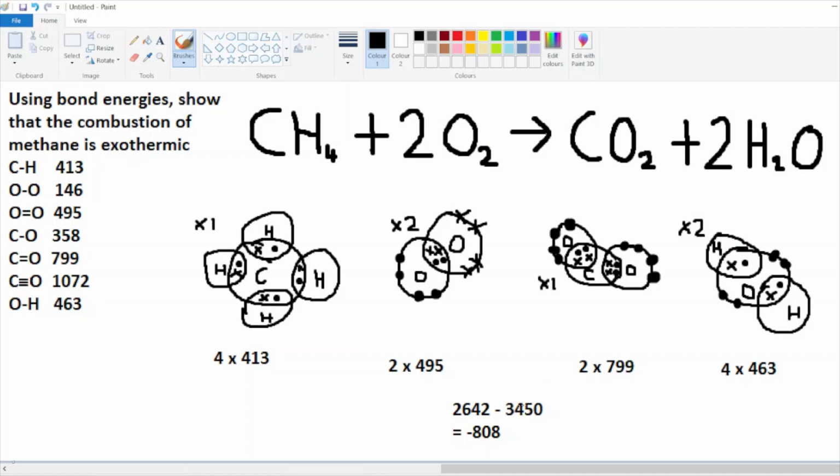So as this is greater, we have 808 kilojoules per mole of energy released, so the overall energy change is minus 808 kilojoules per mole, because if you imagine the reaction profile for an exothermic reaction, it goes down, doesn't it? So we have this overall energy change as being 808.